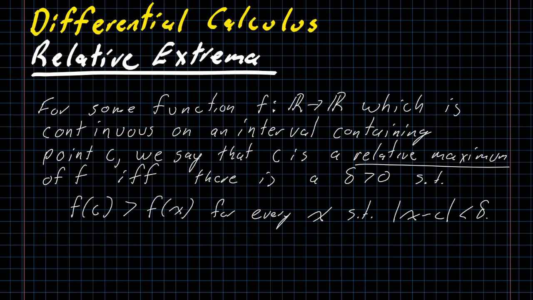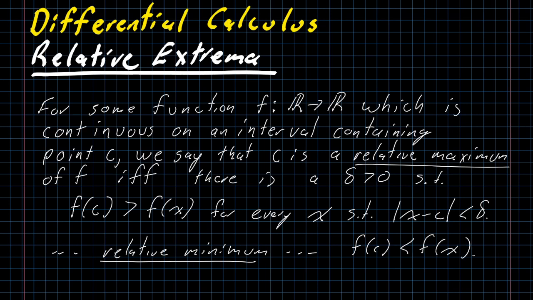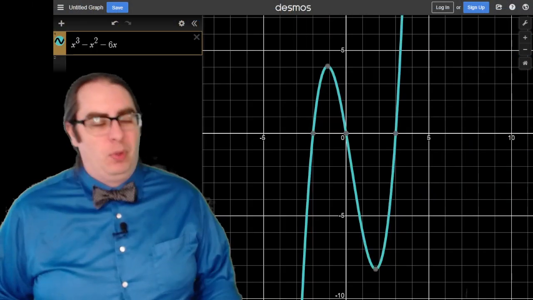We have a similar definition for a relative minimum, where the only change is that we want f of c to be less than f of x. All right. If that definition is clear as mud to you, then you're probably in the right place. Let's take a look at a graph and see if we can make this make a lot more sense.